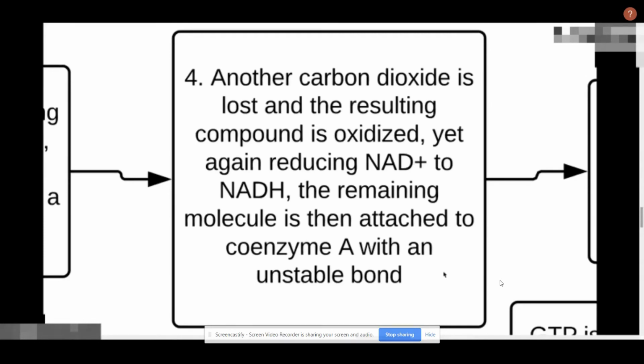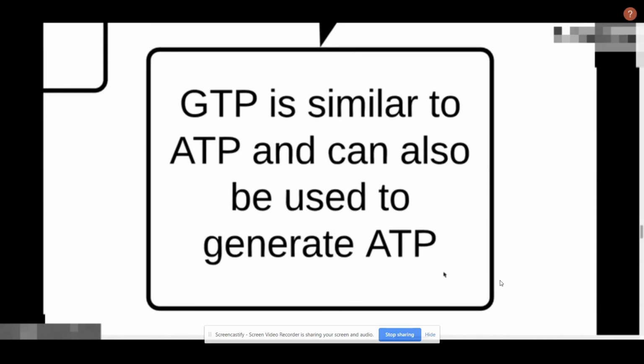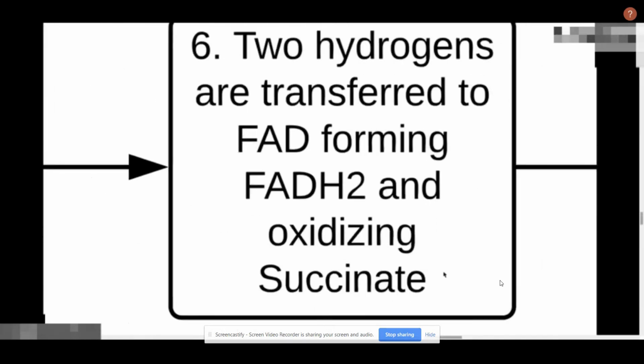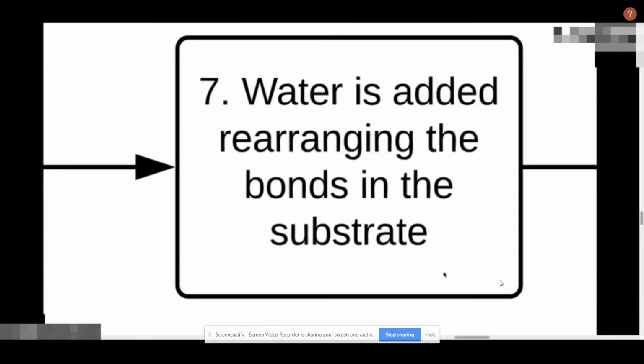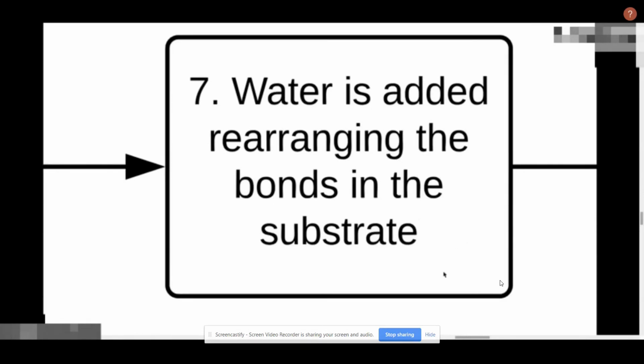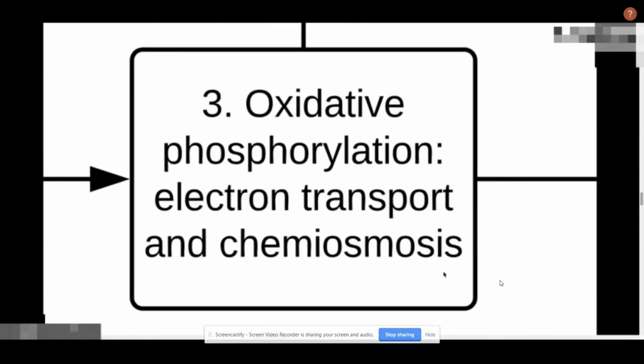The remaining molecule is then attached to coenzyme A with an unstable bond. 5. CoA is displaced by a phosphate group, which is then transferred to GDP, making GTP. GTP is similar to ATP. It can also be used to generate ATP. 6. Two hydrogens are transferred to FAD, forming FADH2 and oxidizing succinate. 7. Water is added, rearranging the bonds in the substrate. 8. The substrate is oxidized, reducing NAD+ to NADH and regenerating oxaloacetate.